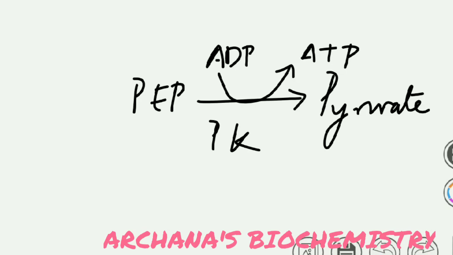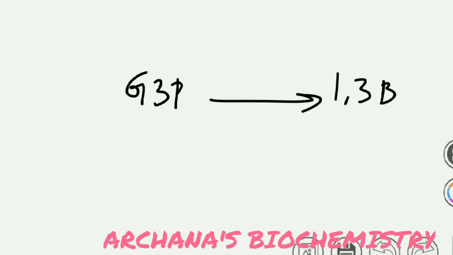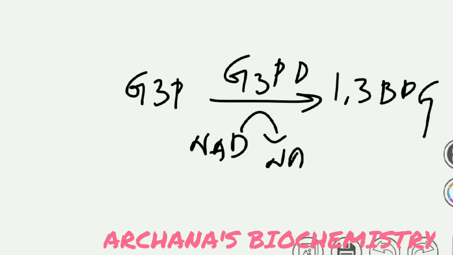Okay. And there is also regeneration of NADH. Glyceraldehyde 3-phosphate is converted to 1,3-bisphosphoglycerate. So the enzyme is glyceraldehyde 3-phosphate dehydrogenase. So NAD is converted to NADH. Okay, this is your overall pathway, the enzymes involved and the energetics of glycolysis.